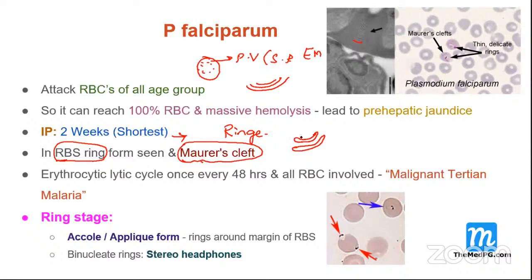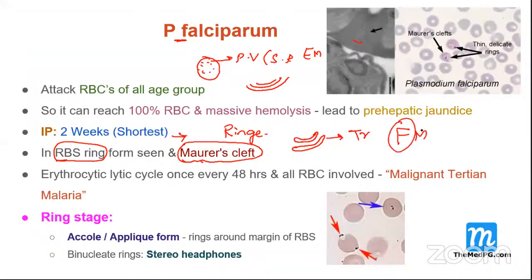And what exactly do these Maurer's clefts do? We don't know the exact role of the Maurer's clefts, but it is assumed that they help in the transport of food from the Plasmodium falciparum to the RBCs and to the outside of the RBCs. It is felt that they might help in the transport mechanism of the products required for the growth and development of Plasmodium falciparum. So Maurer's clefts are seen in which one? Plasmodium falciparum.